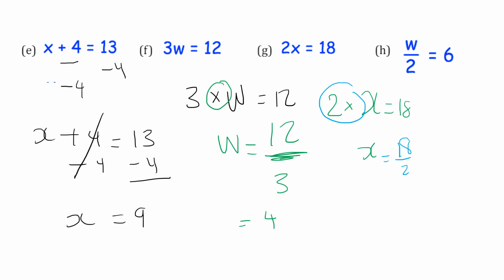We're doing the opposite. The last one, w over 2, or divide by 2, that equals 6. What operation is it doing? It's doing divide. We do the opposite, which is times. So we do w equals 6 times 2, which equals 12.